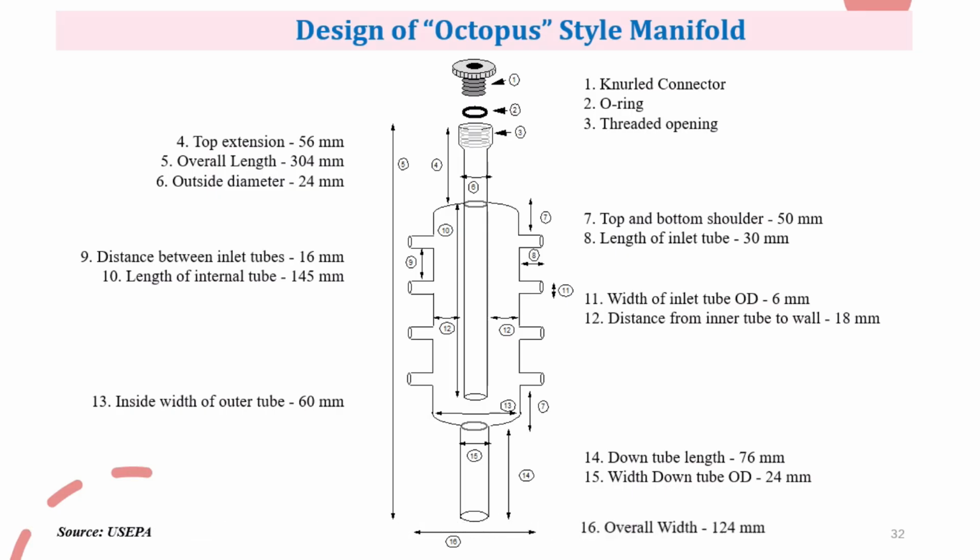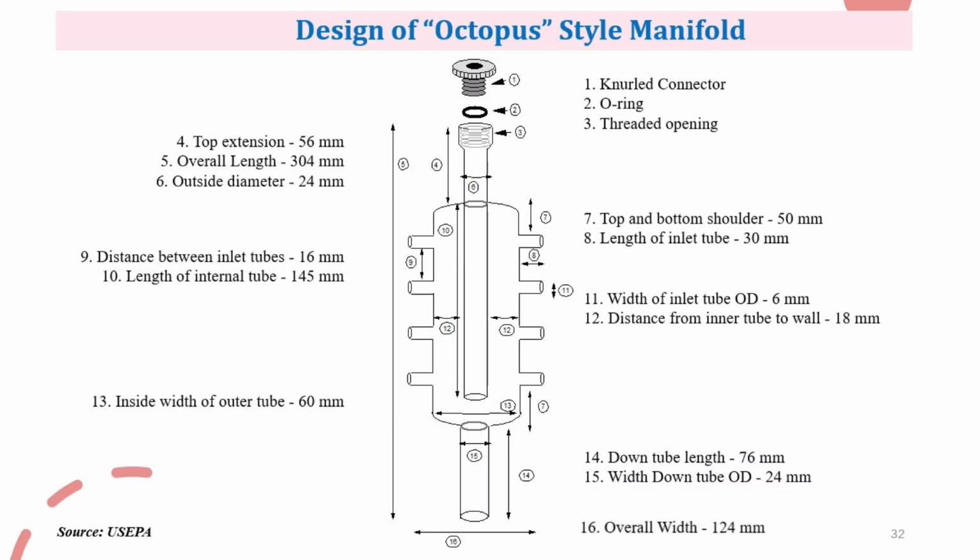At the top, we have the knurl connector, which ensures a secure connection. Below that, the O-ring seals the connection to prevent leaks. Next is the threaded opening where other components can be attached. The top extension is 56 mm long, providing space for further attachments. The overall length of the manifold is 304 mm.